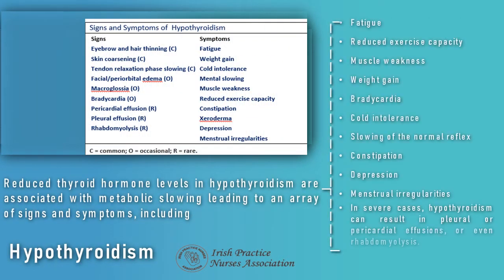Reduced thyroid hormone levels in hypothyroidism are associated with metabolic slowing, leading to an array of signs and symptoms, including fatigue, reduced exercise capacity, muscle weakness, weight gain, bradycardia, cold intolerance, slowing of the normal reflex, constipation, depression, menstrual irregularities, and in severe cases, hypothyroidism can result in pleural or pericardial effusion or even rhabdomyolysis.